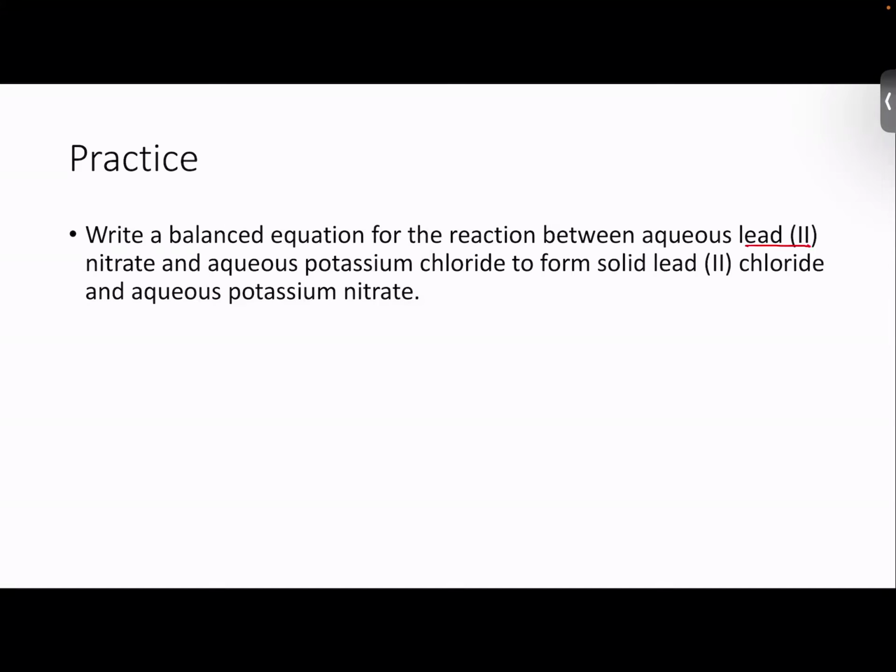Lead(II) nitrate means I'm combining Pb2+ with nitrate. The ending -ate means it's NO3-. Therefore, the formula for this is Pb(NO3)2, because I cross and drop the exponents.